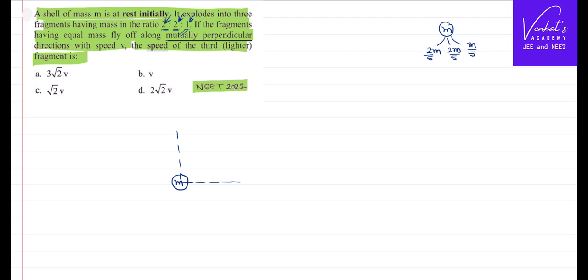So what we mean to say is this part is having a mass 2m by 5 moving with a velocity v. This part, which is also having the same mass 2m by 5, is having the same velocity in a mutually perpendicular way. That means if this is moving along the x-axis, this is moving along the y-axis. In which direction the third piece will travel, I will just explain in a second.